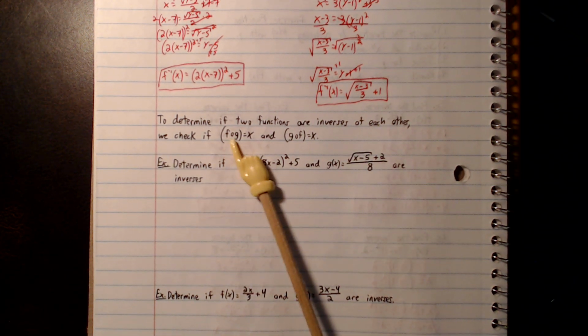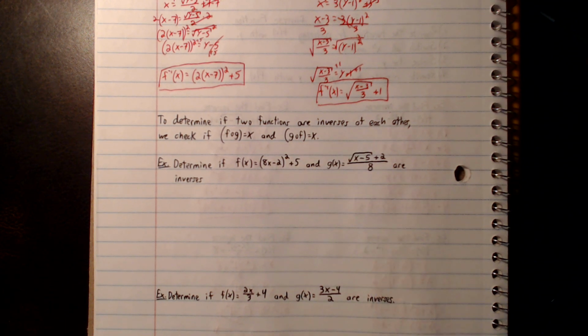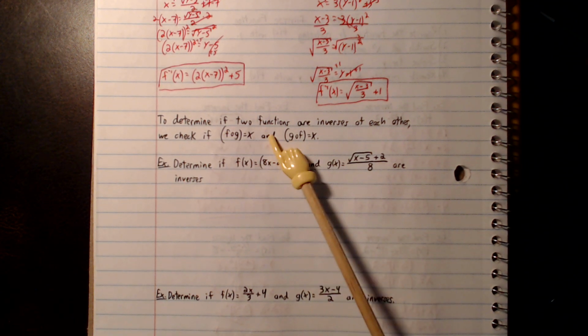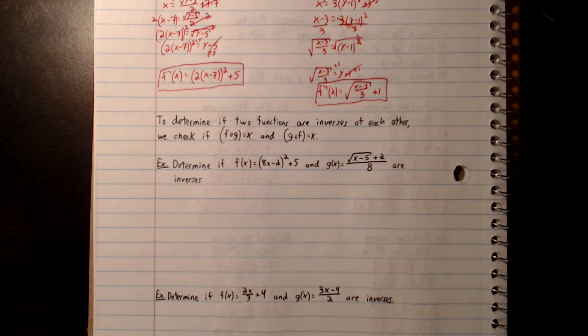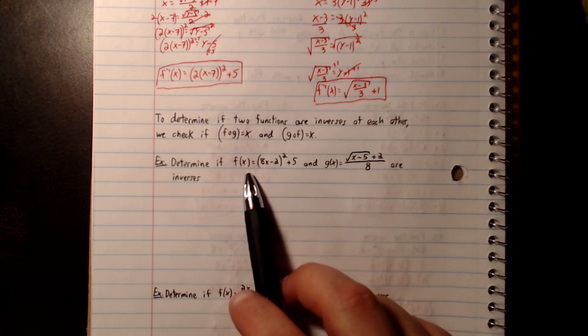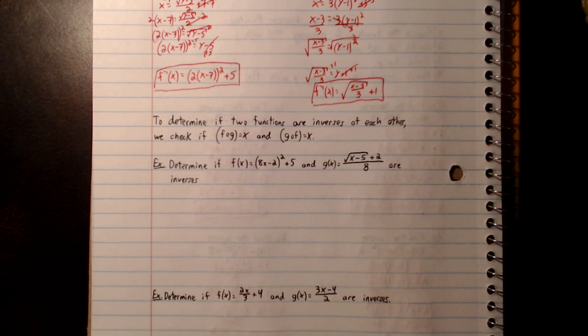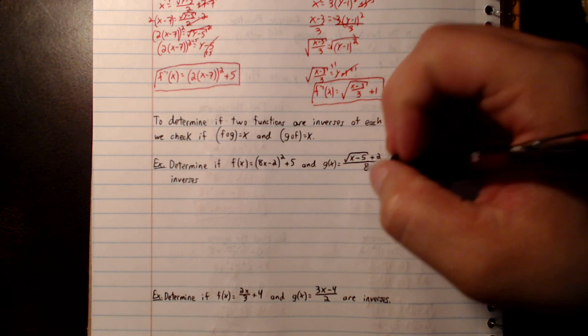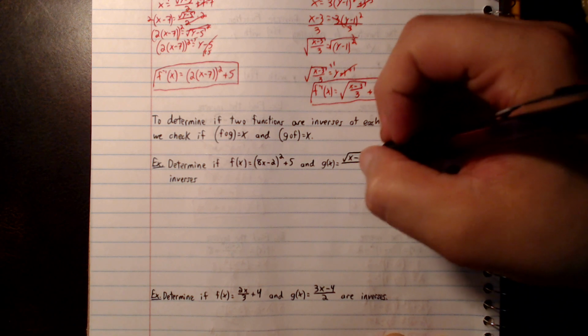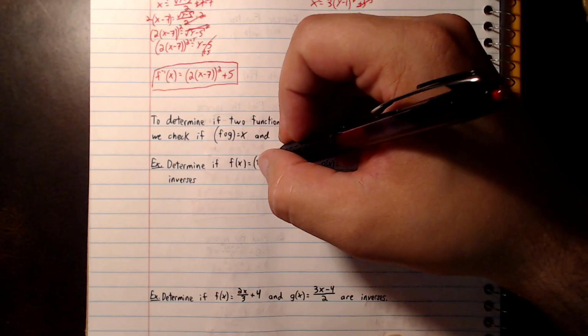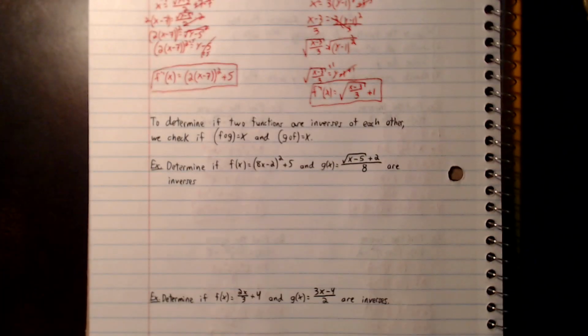We check if f of g equals x and g of f equals x, meaning I plug g into f, get x out, plug f into g, get x out. Those would have to be inverses. If I get anything other than x as a result, they're not inverses. So they give us f of x and g of x. What I'm going to do is take this entire piece right here and plug it in wherever I see an x in f.